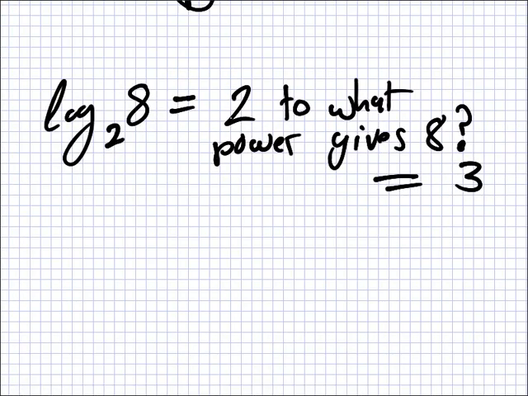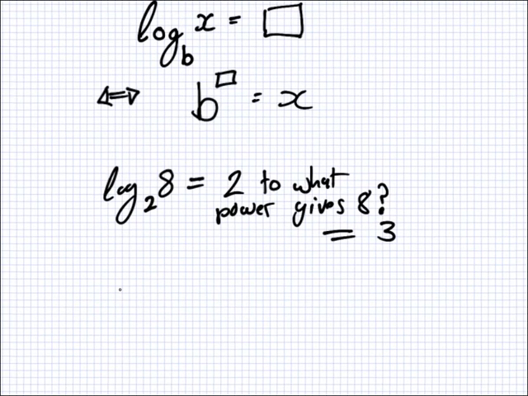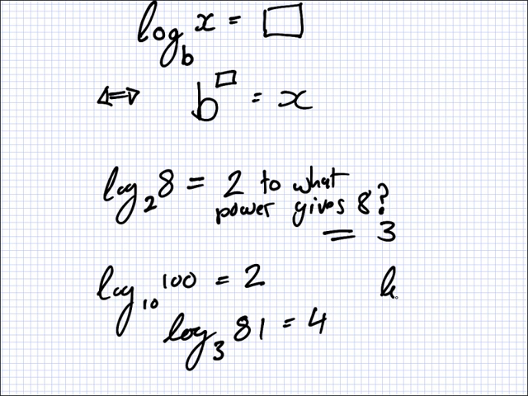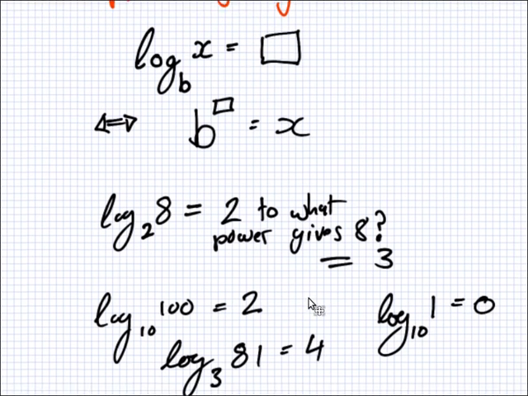So let's see. Just keep that there for a second. Log 10 of 100. 2. Log 3 of 81. 4. And one more. Log 10 of 1. 0. Right, write this down and then we'll have a look at the rules for logs.